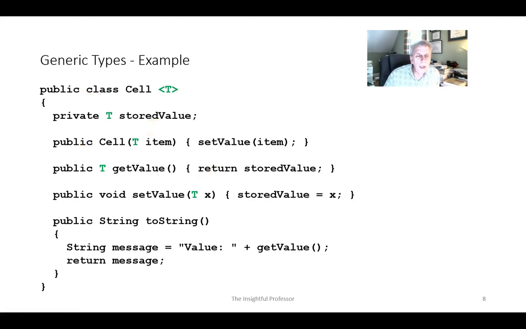Remember, we had created an integer cell where we called it stored value, and the data type was int. We created a double cell where we had a variable called stored value, and it had a type of double. So the T, as shown here, is just a placeholder, and this will get filled in later on when we actually instantiate the generic class.